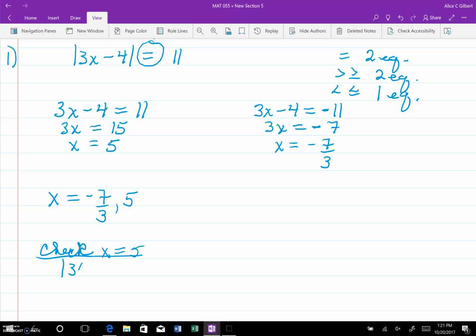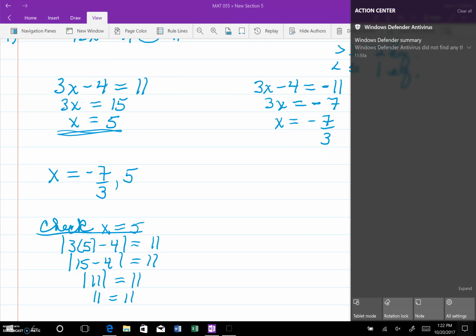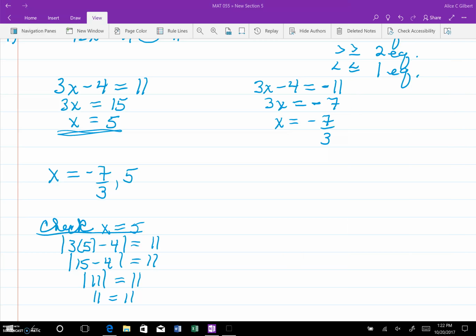You notice I haven't gotten rid of the absolute value bars yet. I have to do everything inside them just like they were parentheses. Now the absolute value of 11 is 11. And 11 equals 11, meaning x equals 5 is a correct answer.